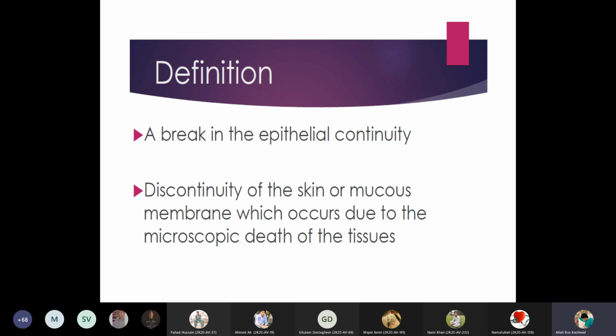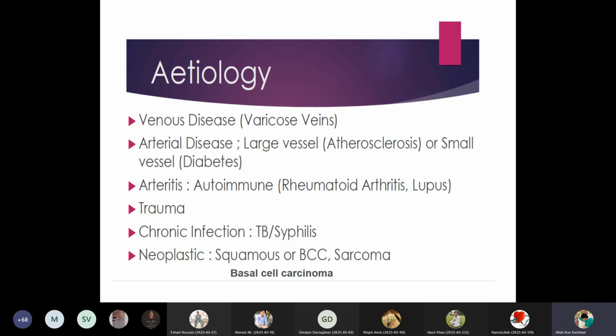So discontinuity of the skin or a mucous membrane which occurs due to the microscopic death of the cells or tissues is known as an ulcer. So ulcers are those types of wounds which do not heal with normal chemotherapy. Mostly the etiology is venous disease, arterial disease, arthritis, autoimmune disease, trauma, chronic infection like tuberculosis or syphilis, and neoplastic conditions, squamous or BCC sarcoma, that may develop ulcers.